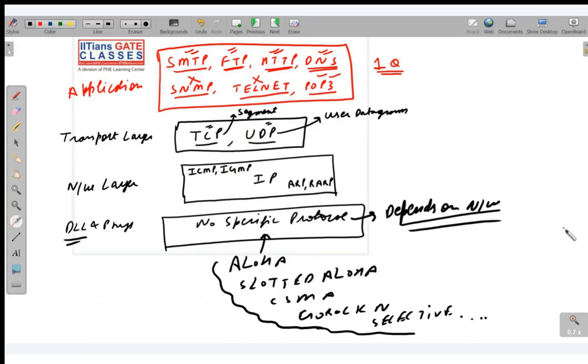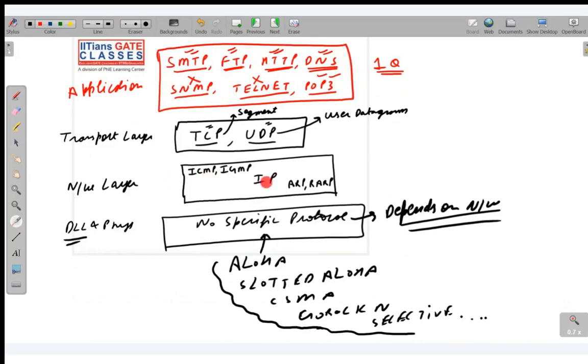These are the four layers according to the TCP model, and these are the protocols which I have written. One of them will definitely be asked in GATE like this. So don't worry, you can take a snap of this, and I will jump to the next slide and give you an idea of these protocols one by one. I will not dig deep into these because we will study them in the application layer, but I will give you a small idea of all these protocols.